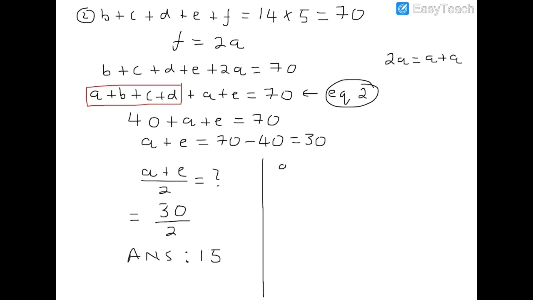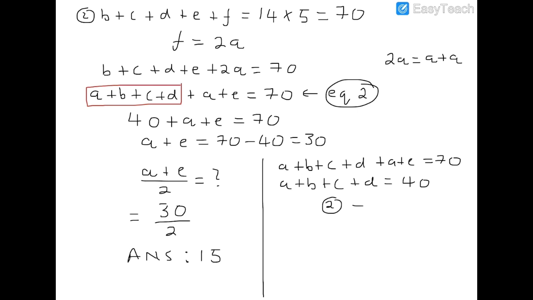We can say A plus B plus C plus D plus A plus E is equal to 70. And equation 1 was A plus B plus C plus D is equal to 40. And you take equation 2 minus equation 1.